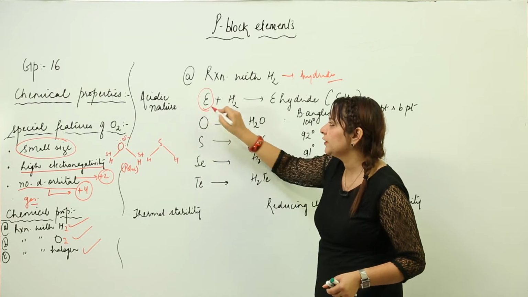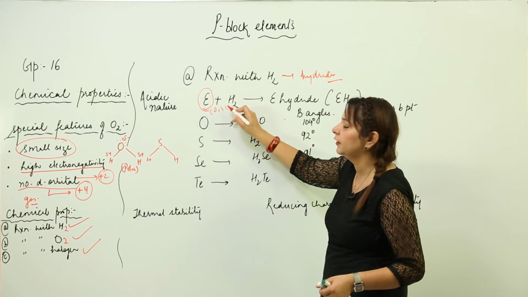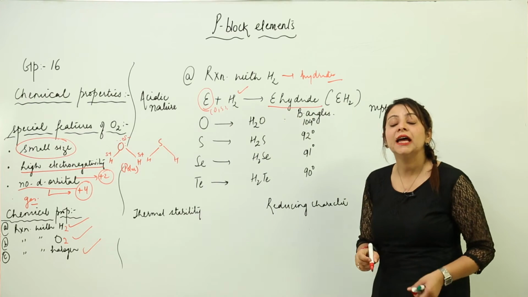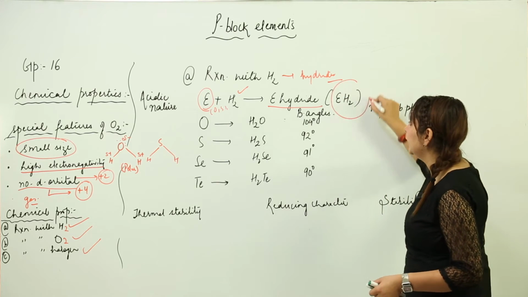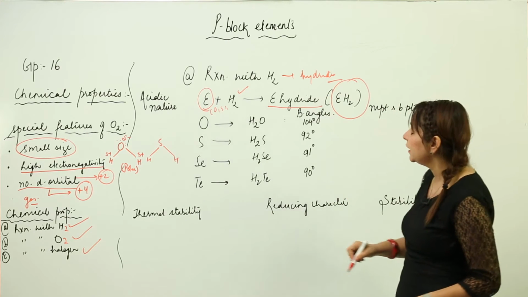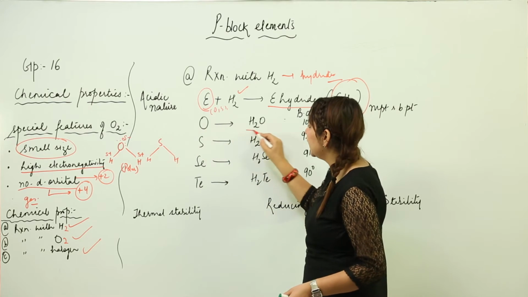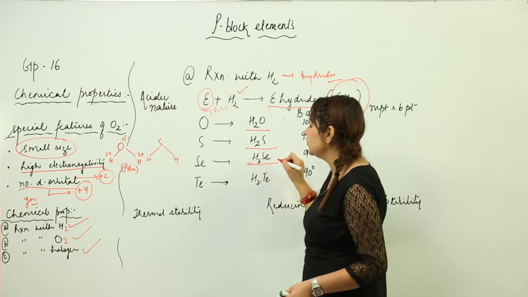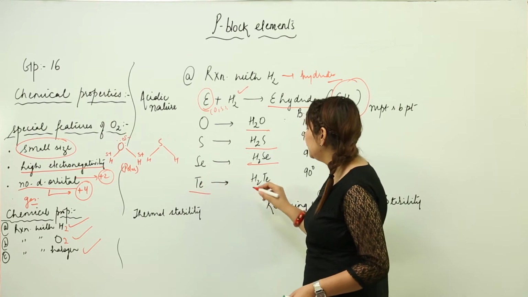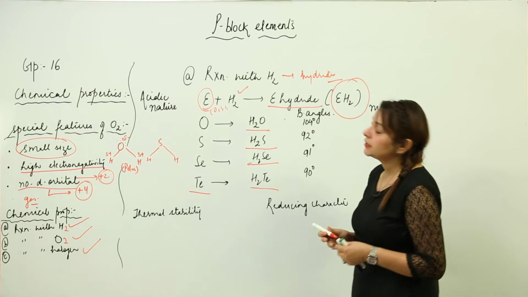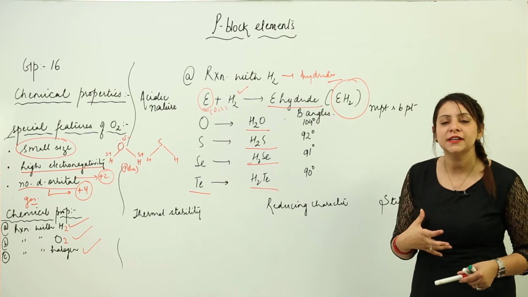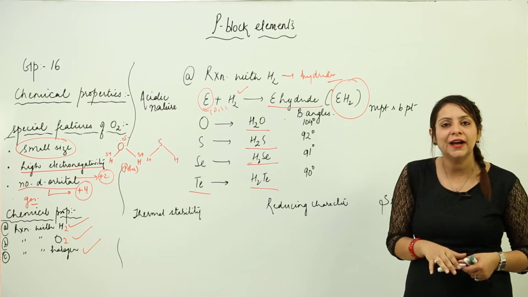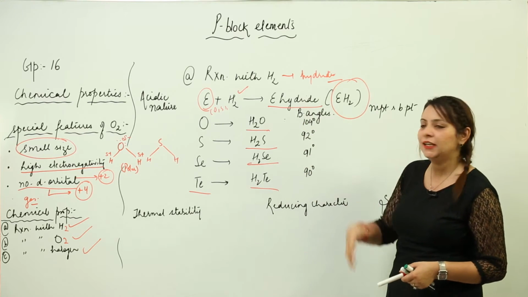So the elements of this group, maybe oxygen, maybe sulfur, or any member of the family, react with hydrogen forming an element hydride. The formula for the element hydride is basically EH2. When hydrogen combines with oxygen, it forms H2O. When it combines with sulfur, it forms H2S. With selenium, it forms H2Se. And with tellurium, it is H2Te. All of the members have the affinity for reacting with hydrogen, that is why they form their respective hydrides.